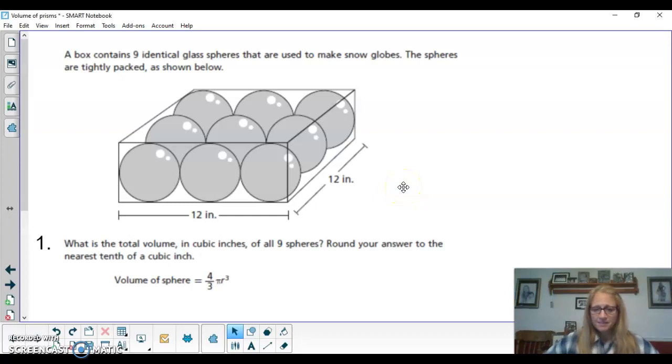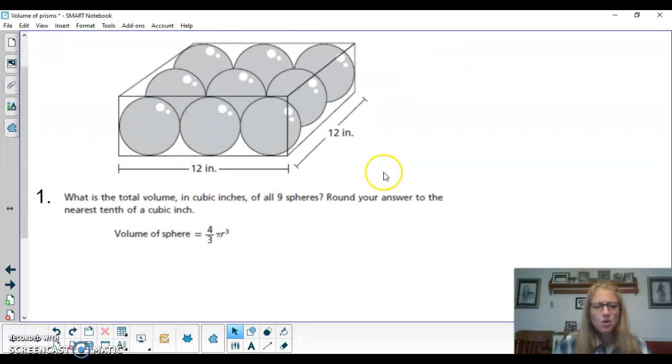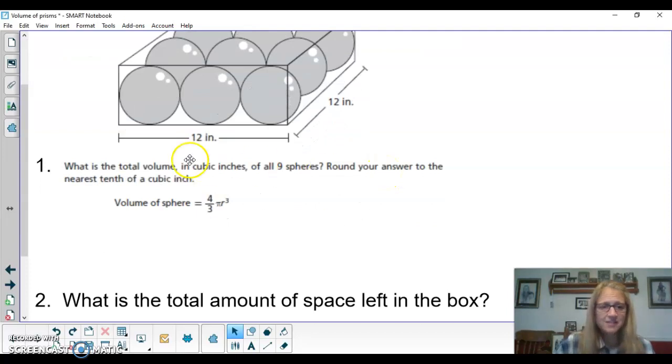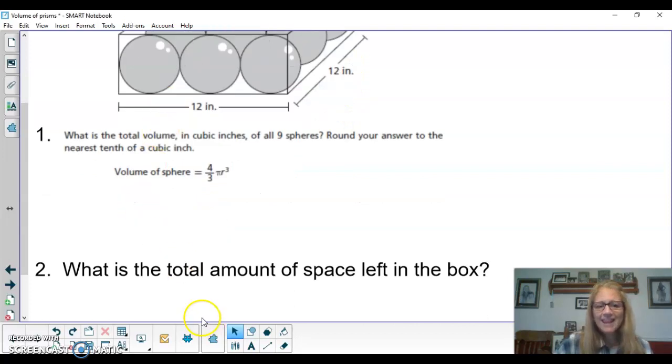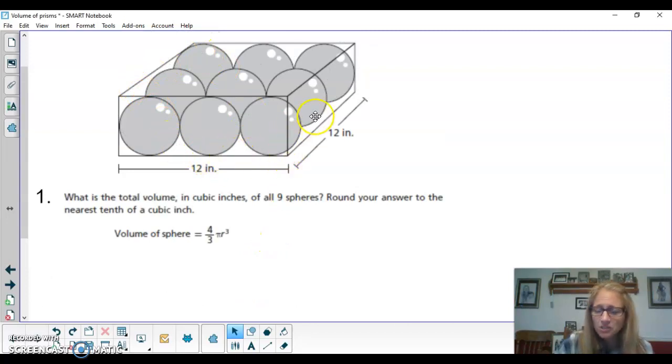We have a box. You don't have to copy this, it's downloaded as a PDF in Schoology where you have to submit it, okay? But we're going to get you started. So we have a box that contains 9 identical glass spheres. So here's a sphere. There are 9 of them used to make snow globes. They're tightly packed into a box. You have to find 2 things. You have to find the total volume of all 9 spheres, and then how much space is left in the box. See all that space there? How much space is there?